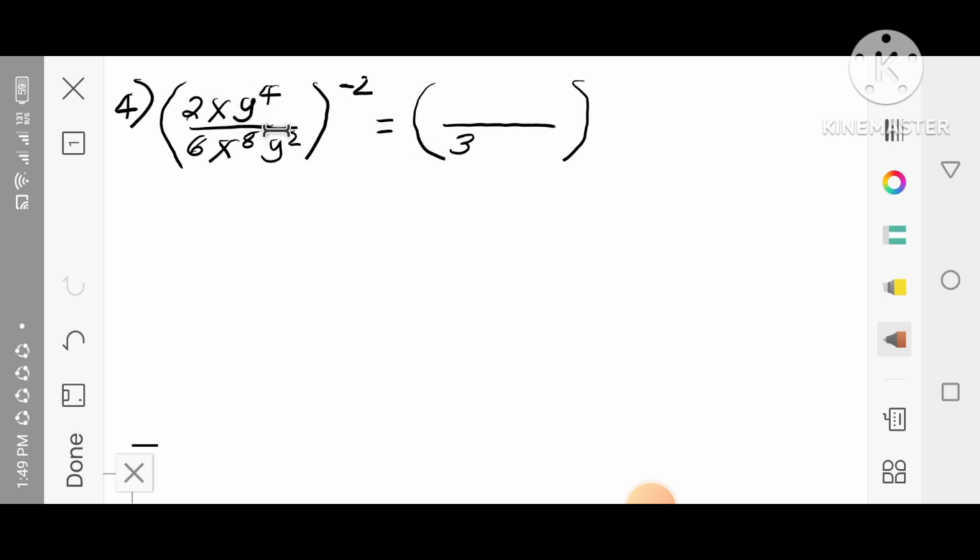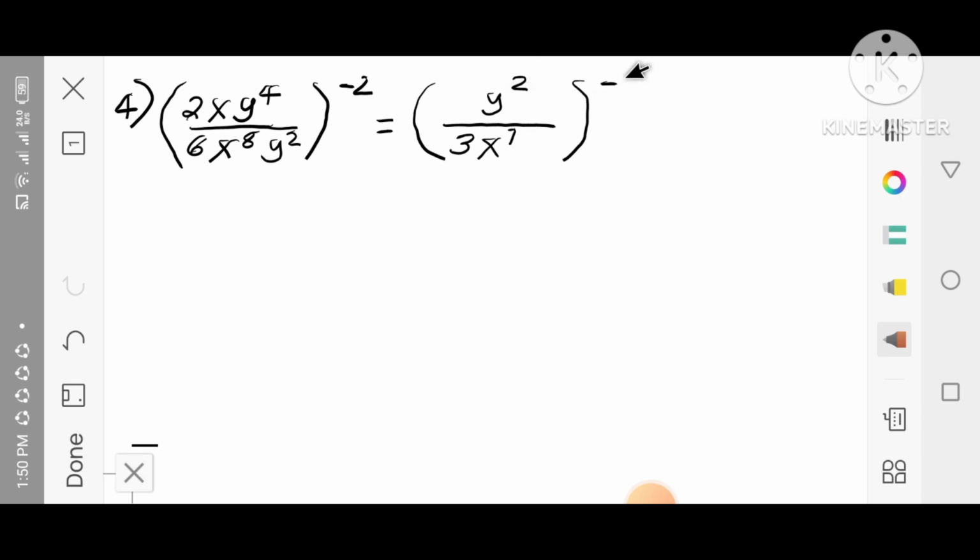May 1 siya. Now, again, apply natin yung shortcut. Mas malaki ang power ni 8 sa denominator. So, x remains in the denominator. Subtract lang yung power nila. 8 minus 1 is 7. Now, for y, mas malaki yung 4 sa 2. So, y remains in the numerator. 4 minus 2 is 2. Okay? And then, raised to negative 2.